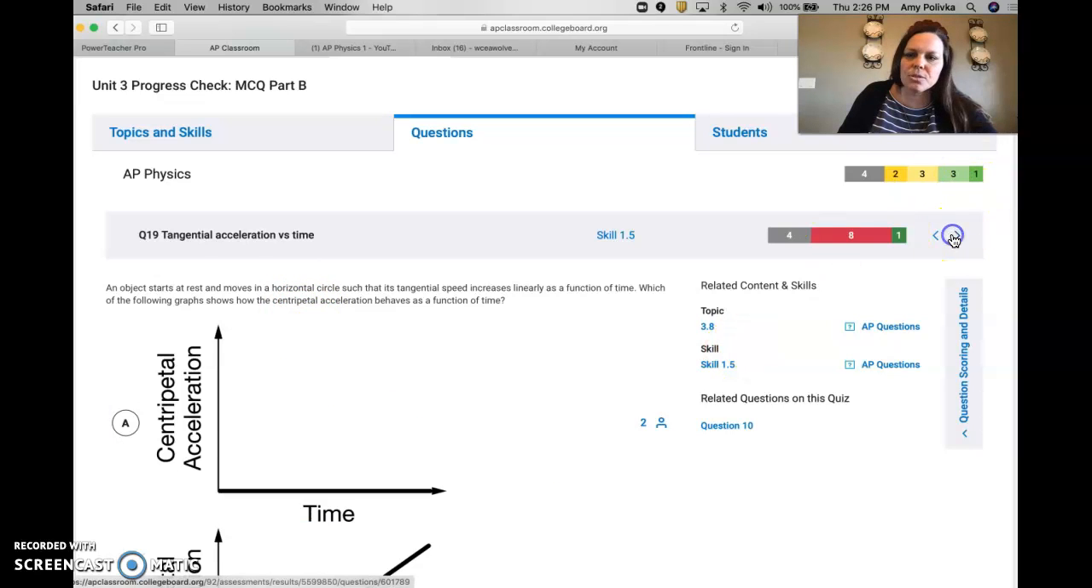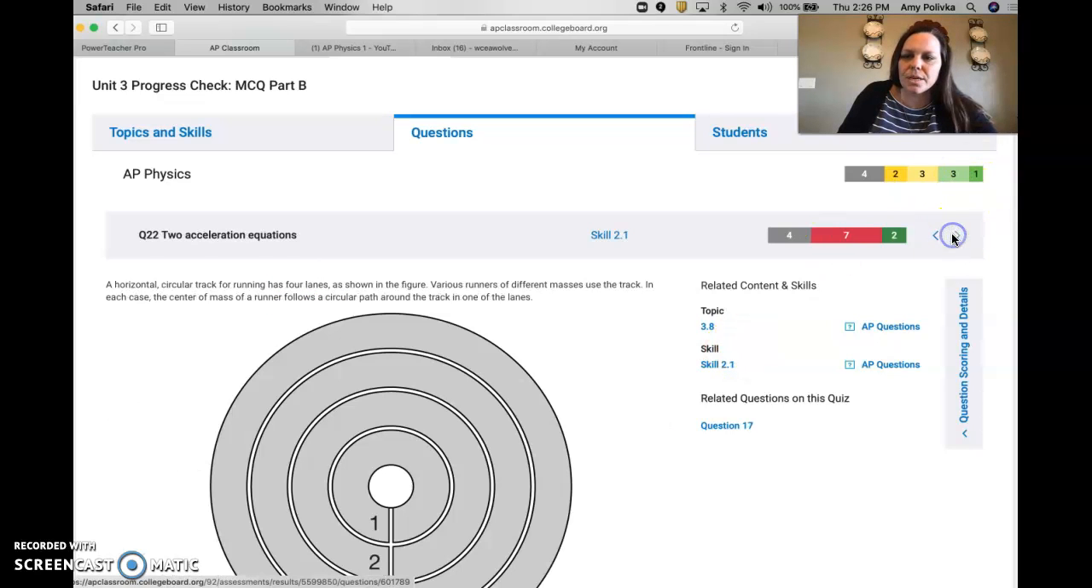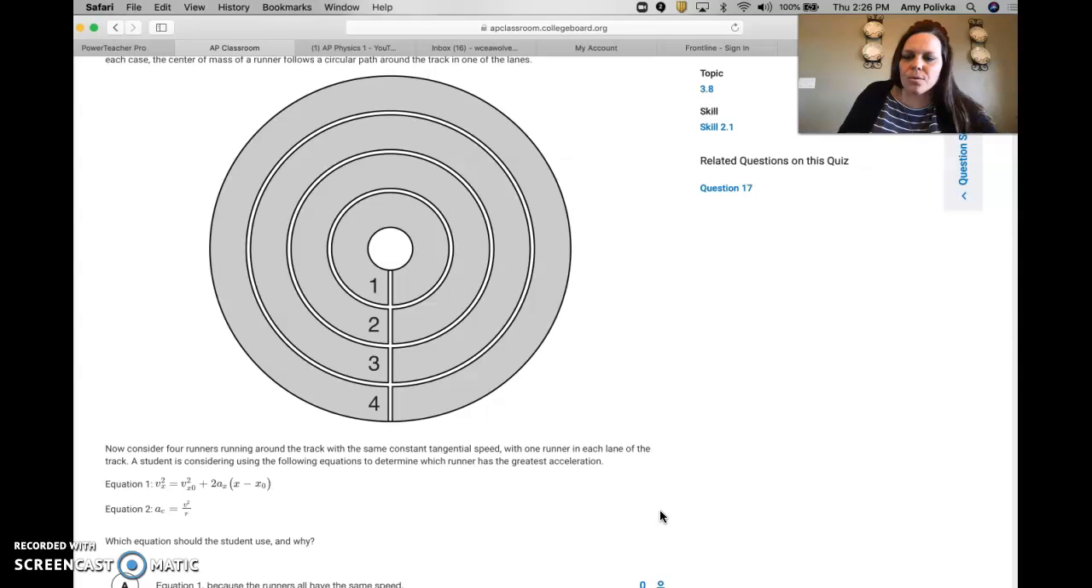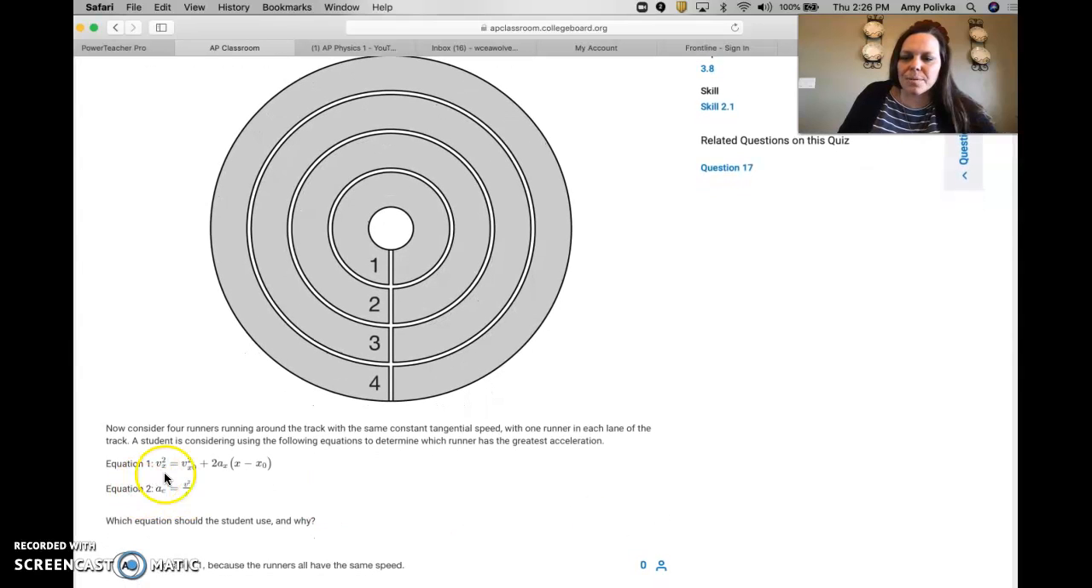And then number 22, here we go. When we think about what equation to pick, keep in mind they said that all of these runners have the same constant tangential speed. So again, that's going to look like this one right here, right? Same constant tangential speed. It does not have a constant acceleration. So that's why this first one doesn't work.